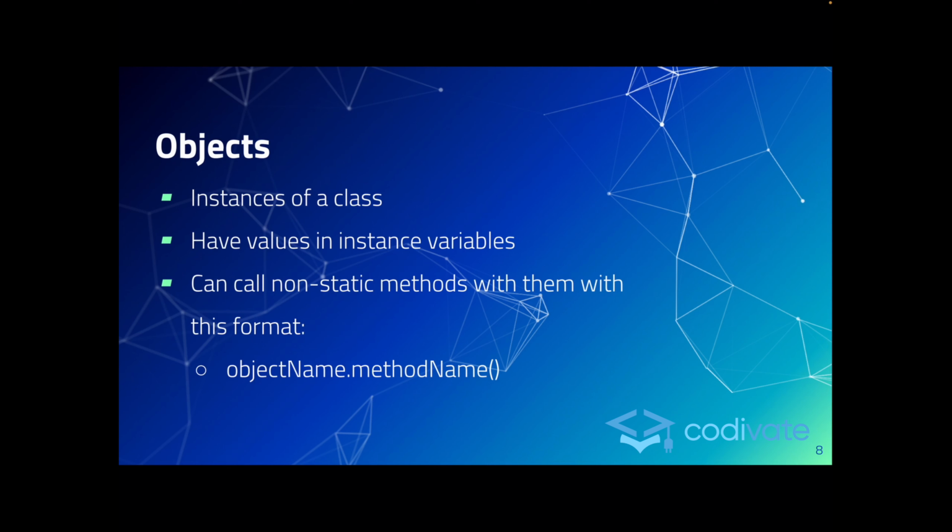with the object. So to call a non-static method with a certain object, you would do object name dot method name. We're using this mainly for non-static methods. For static methods, you would just use the class name, so it would be class name dot method name.